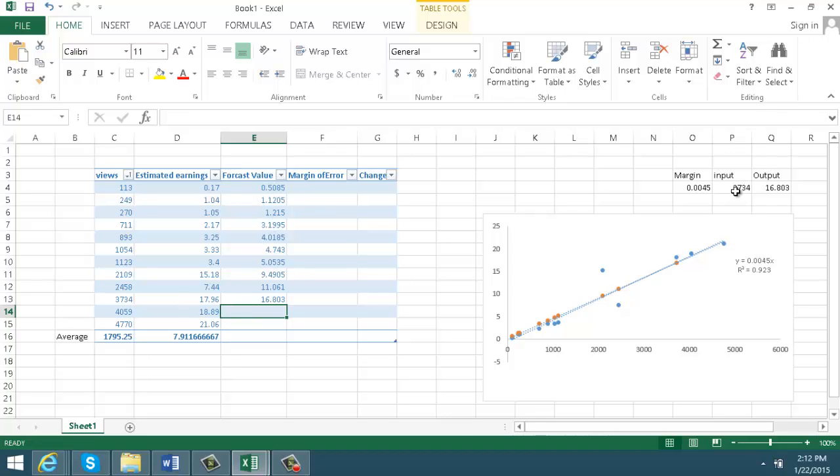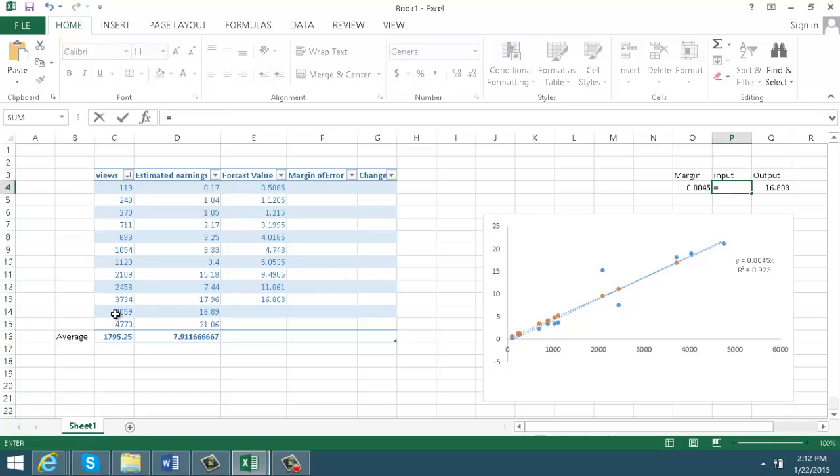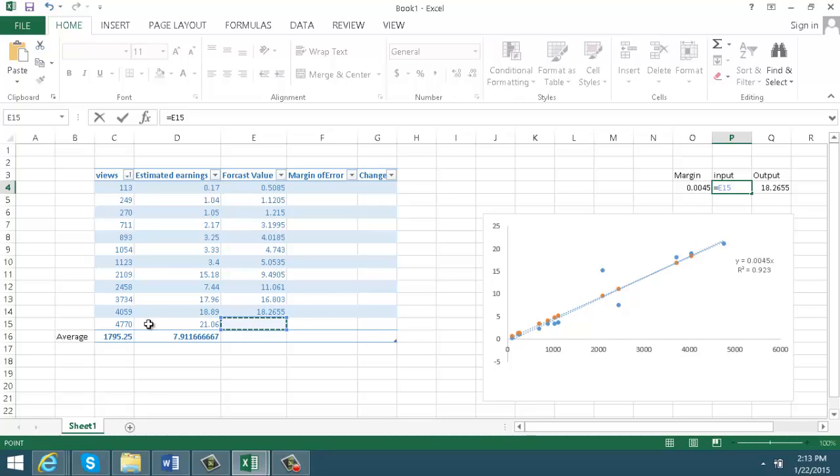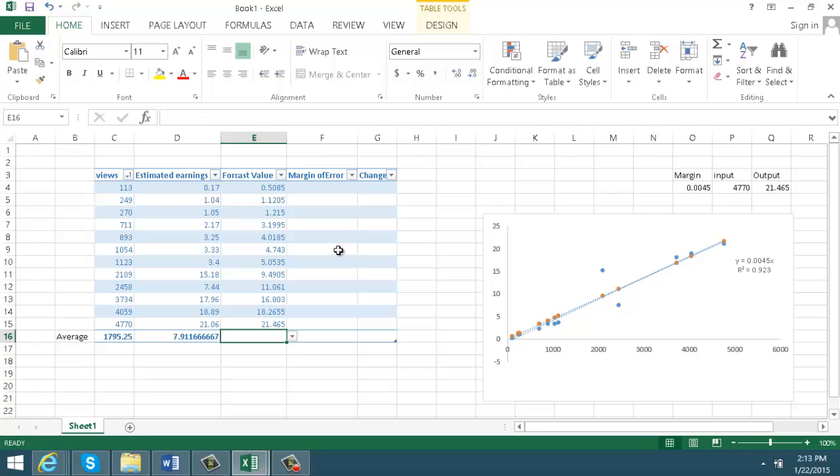All right, let's go equal to this right here. How much? 18.2655. Oh, you see, I am very close to that number. Let's go to equal to this. Bam, 21.465. Let's look at the margin of error that I made.